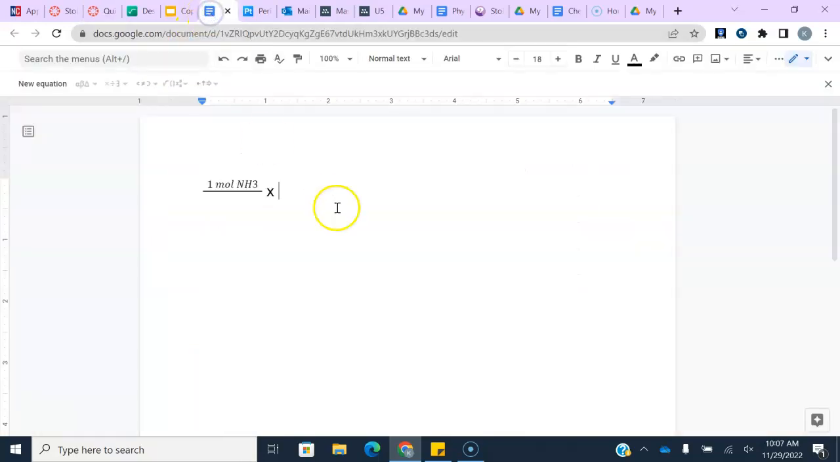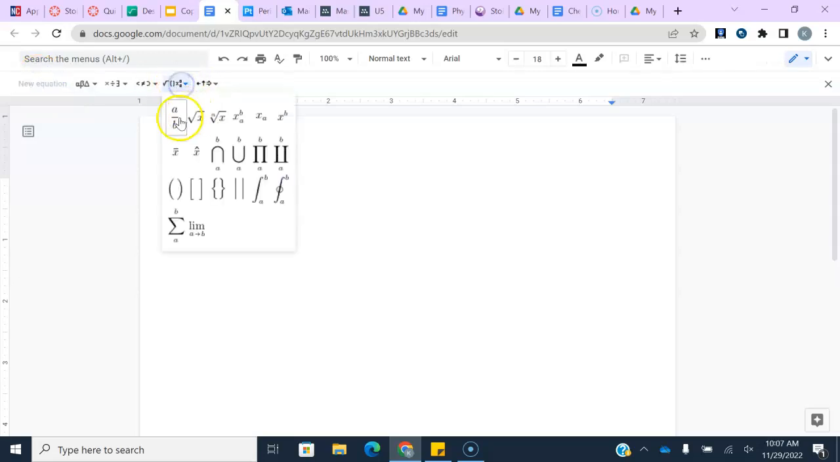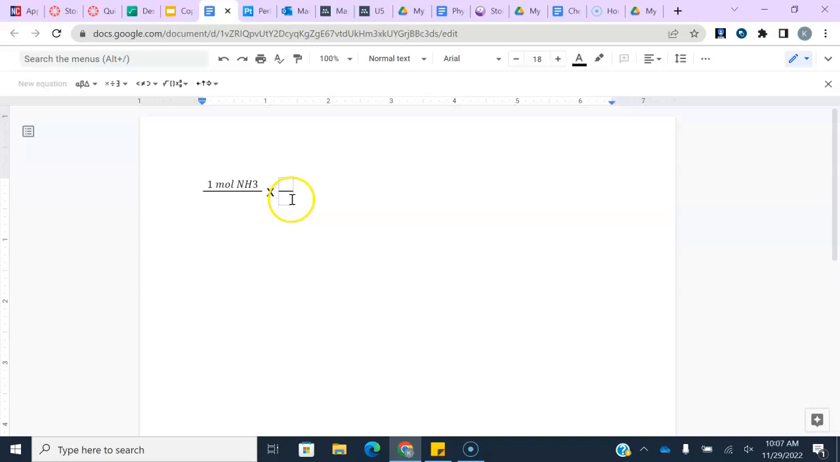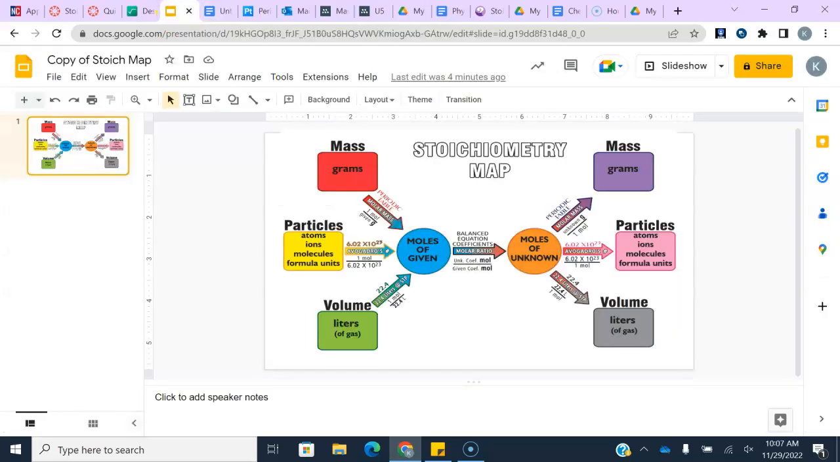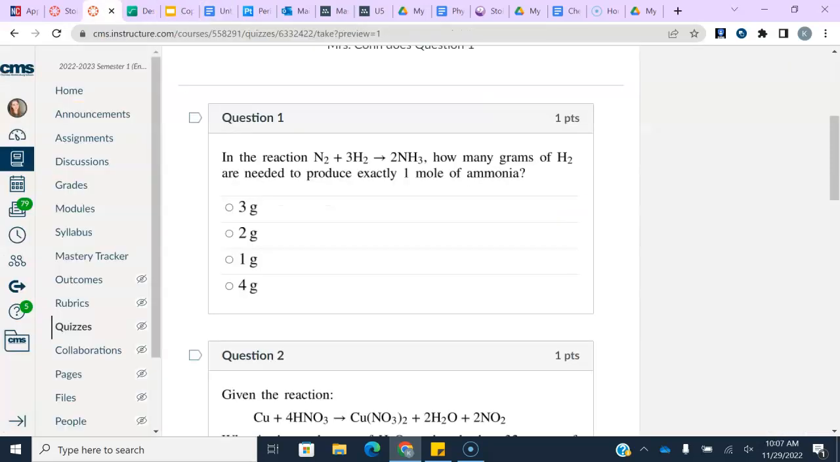So if we're going to type that in and do our mole conversion with our ratio, we want our moles of NH3 on the bottom because that's what we want to eliminate, and we want our moles of H2 on the top because that's what we're converting to. So there's going to be a 3 to 2 ratio, or 2 to 3 ratio, depending on how you're talking about it.